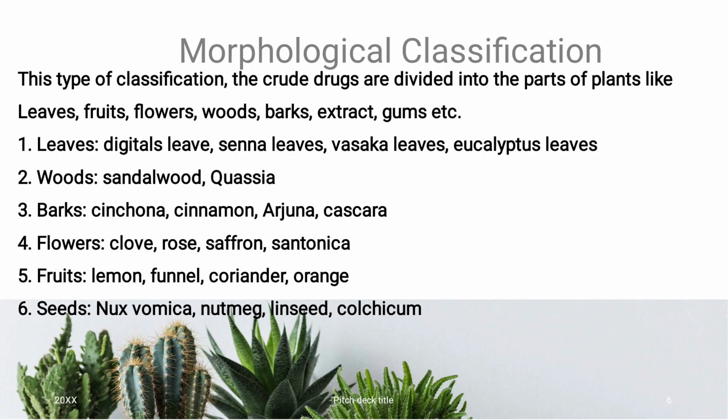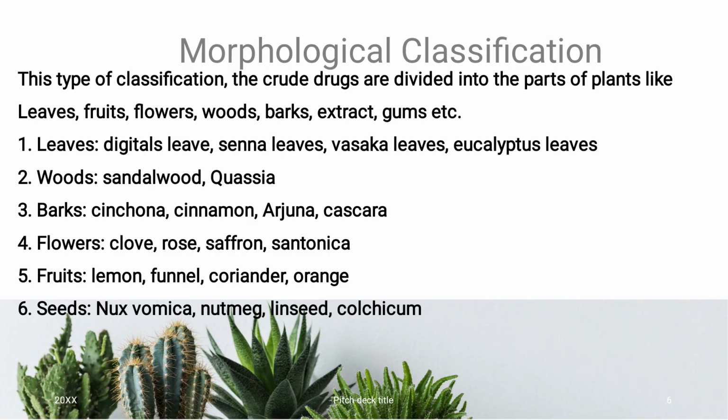Our second class is morphological classification. In this type of classification, the crude drugs are divided into the parts of plants like leaves, fruits, flowers, woods, bark, extract, gums, etc. Leaves, for example digitalis leaves, senna leaves, vasaca leaves, eucalyptus leaves. Woods, sandalwood. Bark, cinchona bark, cinnamon bark, arjuna bark, and cascara bark. Fourth, flowers: clove, rose, saffron, and santonica. Fruits: lemon, fennel, coriander, and orange.